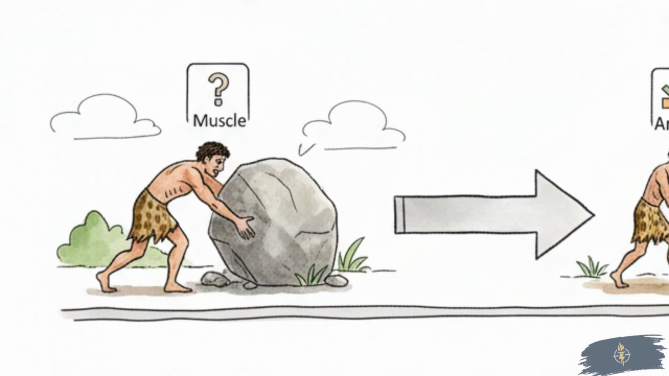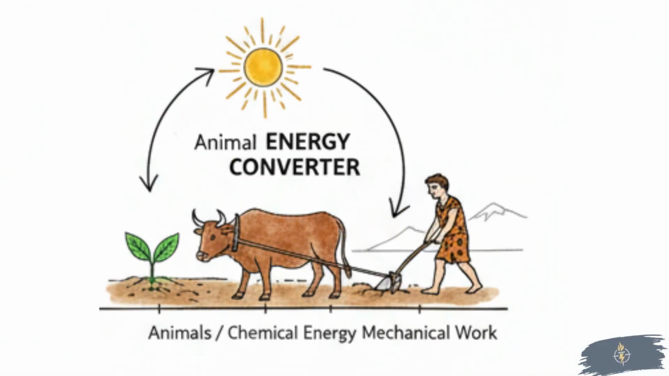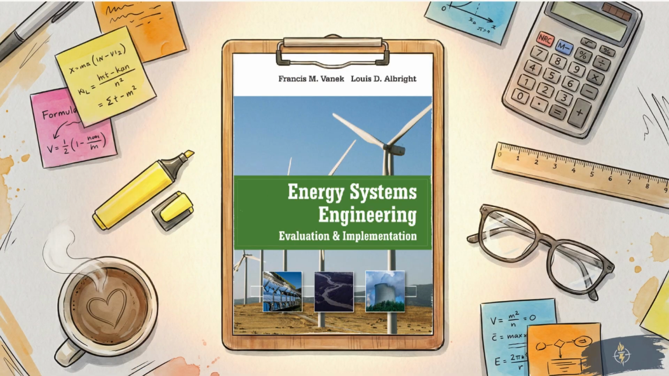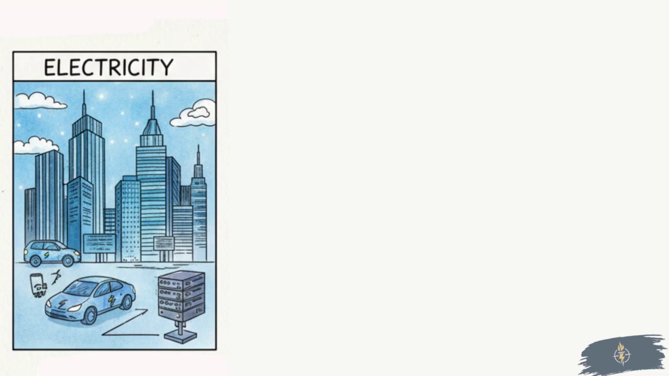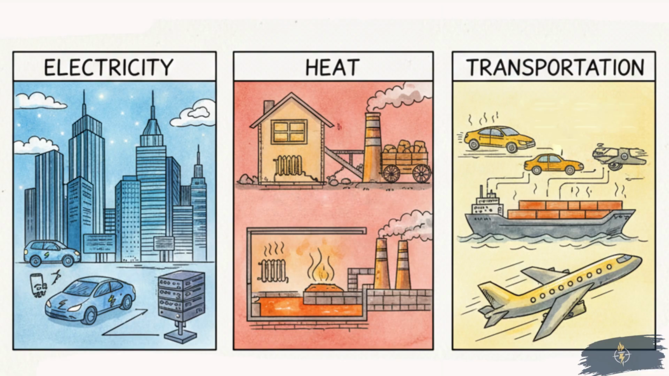At first, humans used their own muscles, then animals. And yes, animals are energy converters. They eat plants, convert chemical energy into mechanical work, and help humans plow fields or transport goods. According to the reference book, an energy system is much more than just electricity. Engineers usually analyze energy in three main domains: electricity, for lighting, electronics, data centers, and modern life; heat, for space heating, industrial furnaces and processes; transportation, fuels that move cars, ships, trucks, and airplanes.